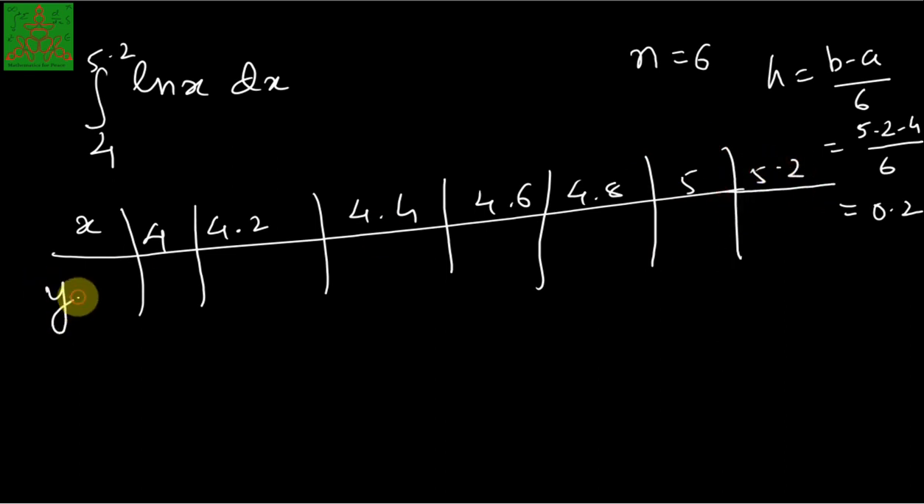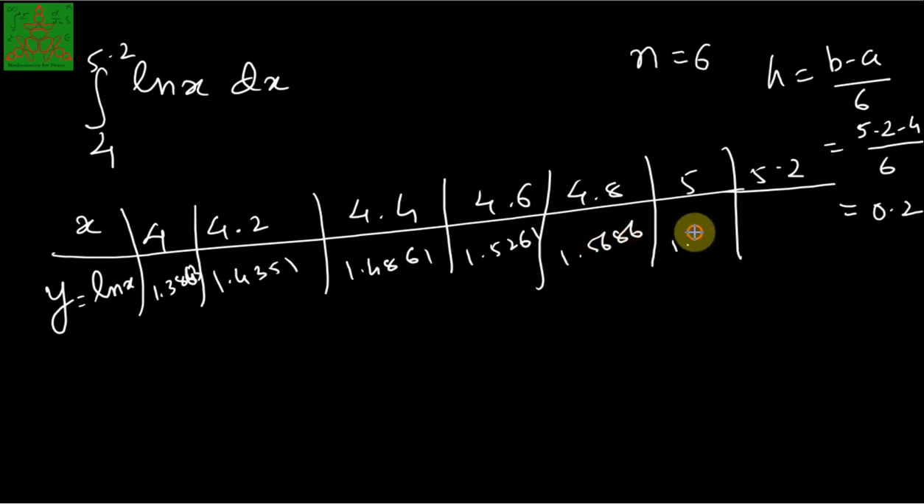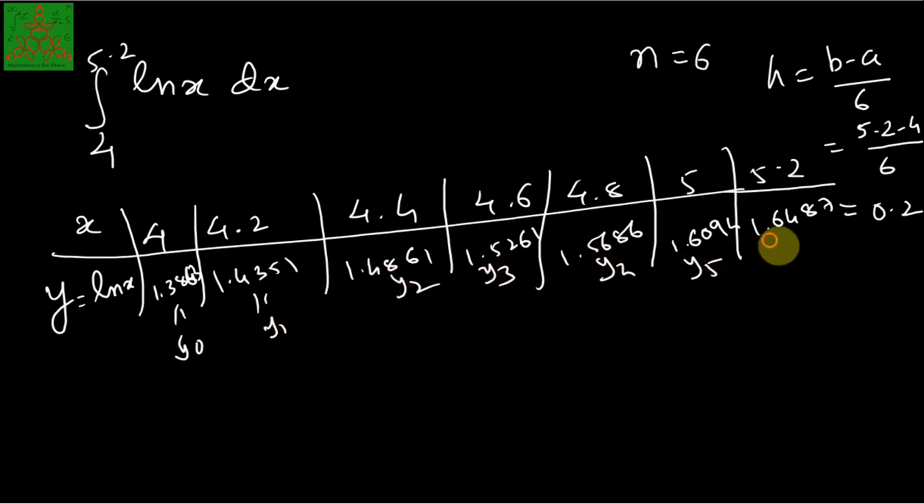Using the calculator, your function y equals ln of x, with base e, gives 1.3863, 1.4351, 1.4861, 1.5261, 1.5686, 1.6094, 1.6487. So these will be the values of y0, y1, y2, y3, y4, y5 and y6.